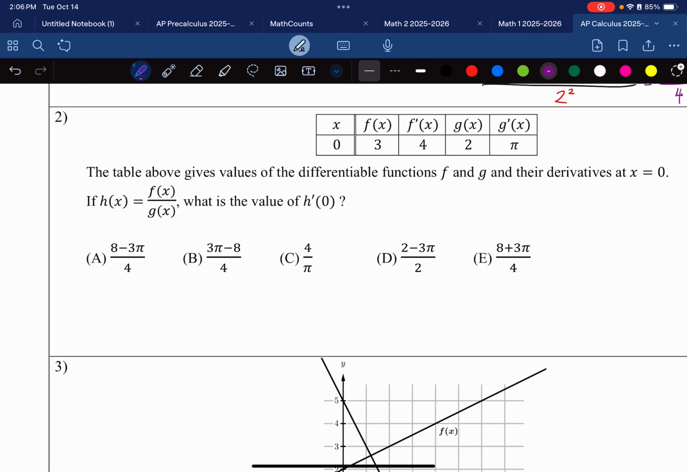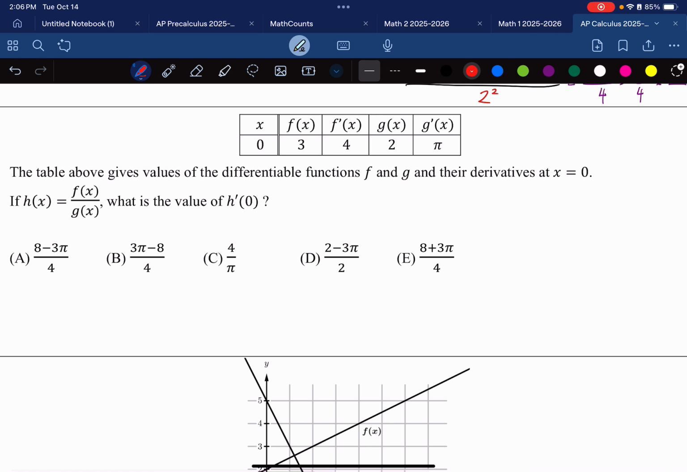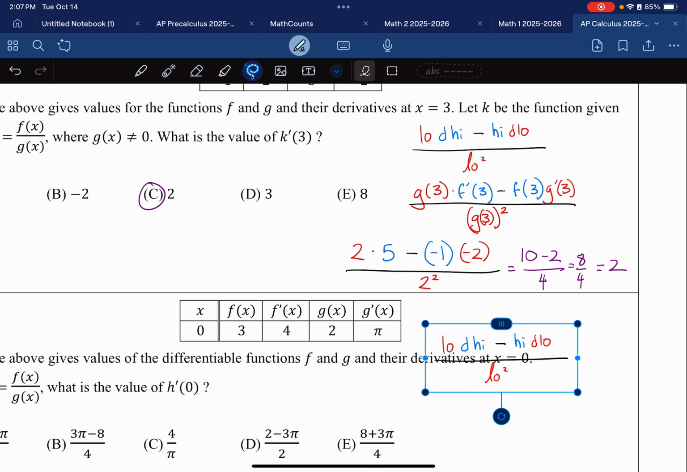What about number 2? This is almost the same exact question, again invoking the quotient rule. I blanked on it for a second. Quotient rule again is low d high minus high d low all over low. I can copy and paste the formula, that might be a little bit faster. So I'll copy it and bring it down here.